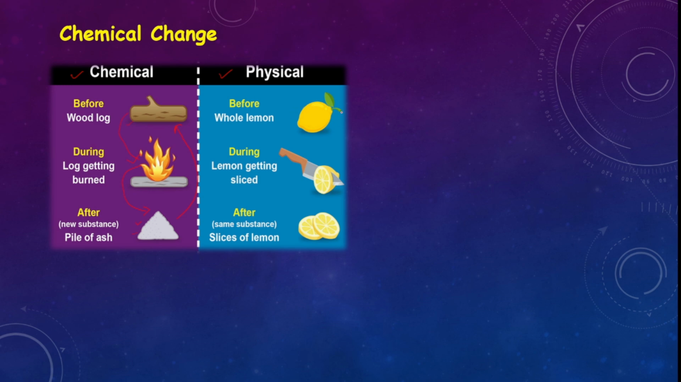Now let us look at the second column. Here we have taken a whole lemon. Once we cut it, only the shape of the lemon changes, isn't it? We can make it into pieces. Is it becoming an apple? No, never. It will not become an apple, but it will remain lemon, only its shape is changing. Such a change is called physical change.